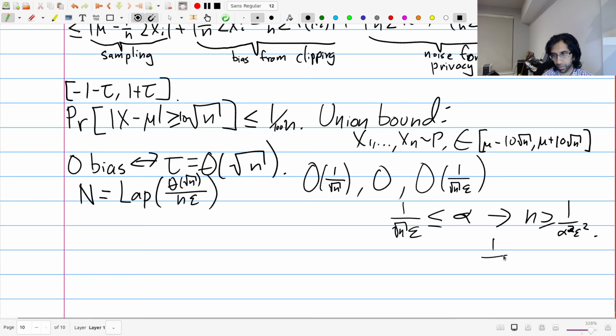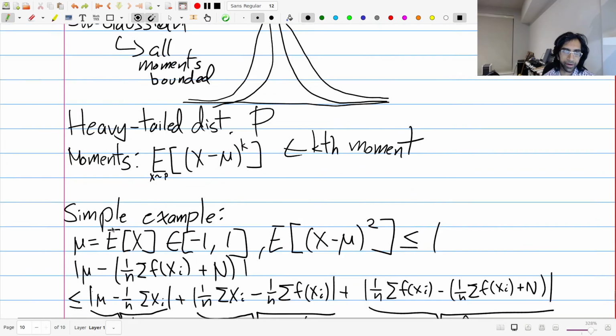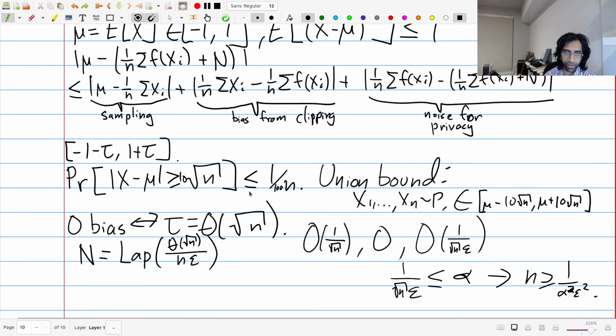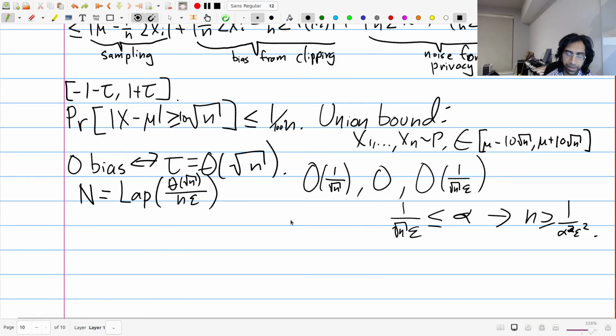This is significantly larger than we had before. Before, recall, we had 1 over alpha squared plus 1 over alpha epsilon. So this is significantly more in both of the terms. That was not great. Let's see if there's something better we can do. The reason we lost is that we were particular about needing zero bias here. It turns out that by being more careful and intelligent with our choice of how to choose the bias, we can actually do something better.